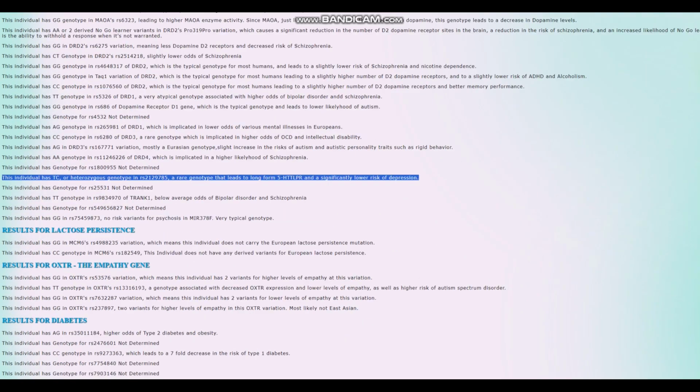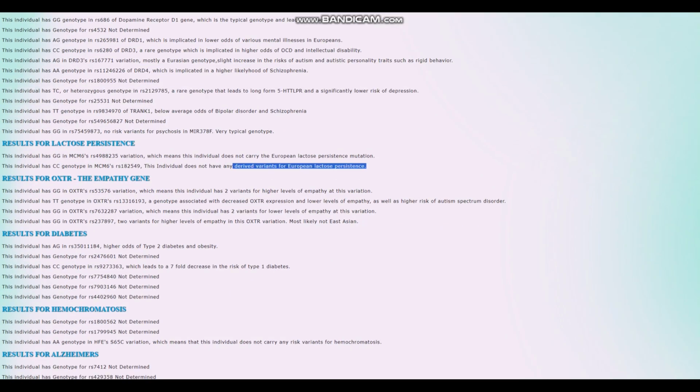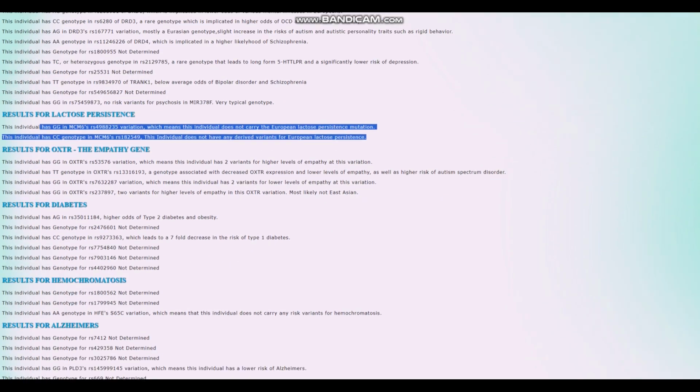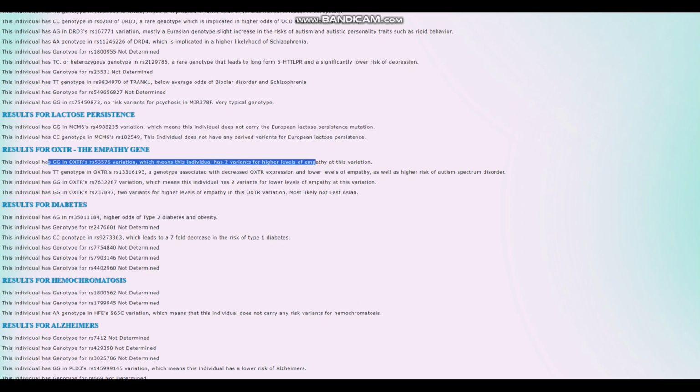This is once again an extremely European genotype to have, and I'm a little bit surprised that somebody this Eastern, somebody who's, you know, a Kipchak, has this kind of genotype. It does not carry the European lactose persistence mutation. He's got two variants for higher levels of empathy in OXTR. He does not have the sociopath gene. Seems that instead he has the empath gene.